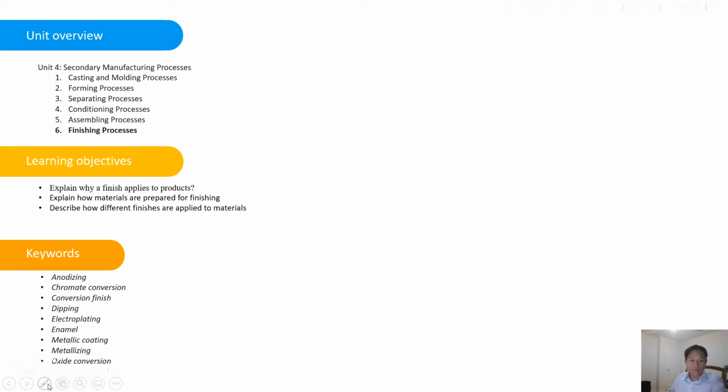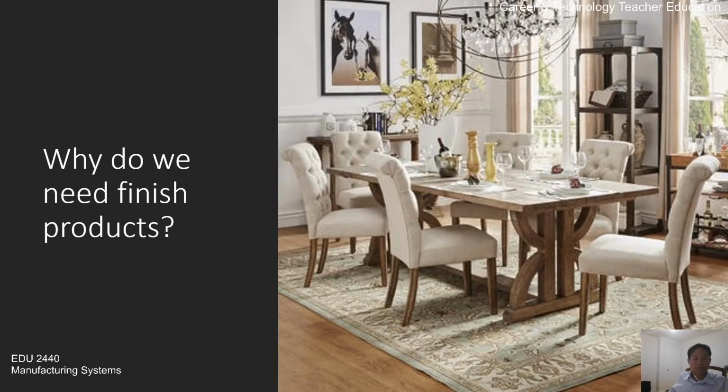I prepared three objectives, very simple. Explain why finish is applied to products. Why do we need to finish? And explain how materials are prepared for finishing and describe how different finishes are applied to materials. So I want to bring this image with the question: why do we need finished products?